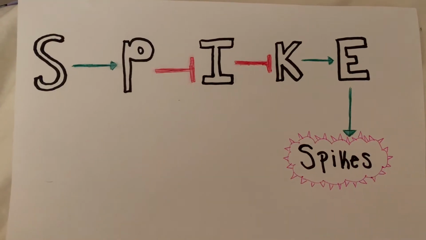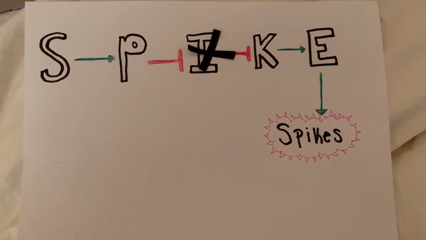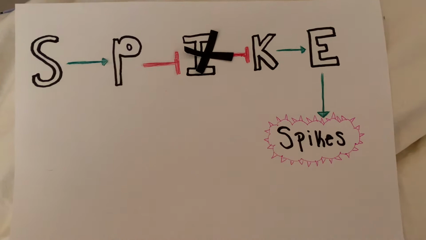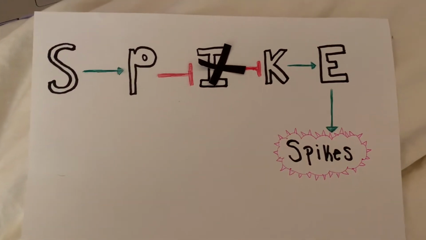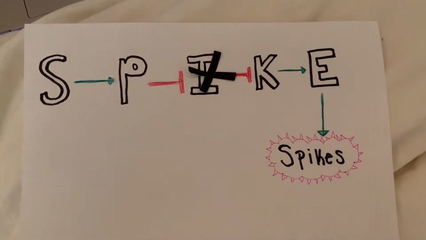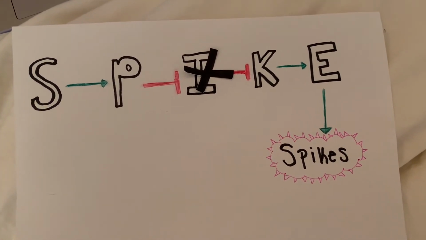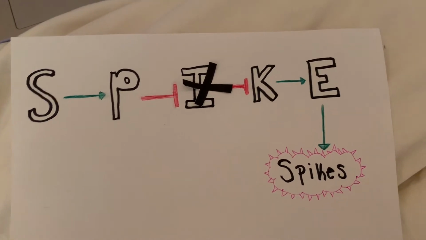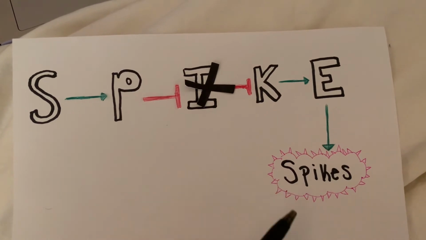Then Bob the Dragon was really curious to see what happens if the I was mutated. Since I is in the middle of the pathway, it will start the same. The S will promote the P, and then the P will block the I, but since the I is mutated, the P cannot successfully block I, and that means the I is not blocking the K. This means the K is able to promote the E, and then the E promotes the spikes to form.